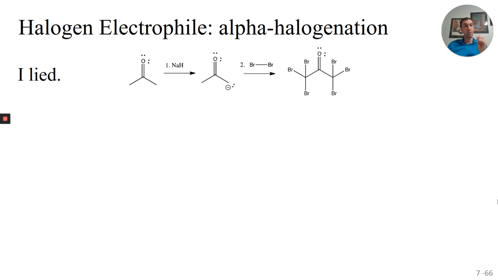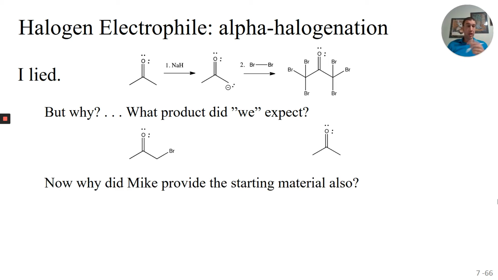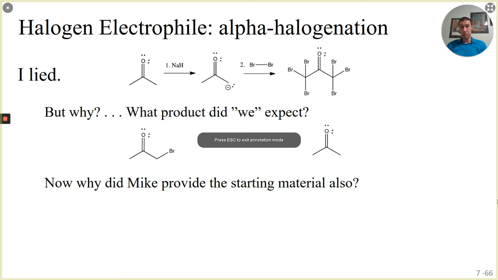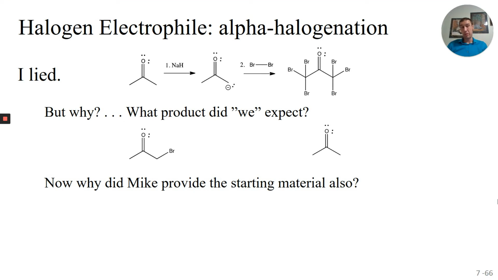What happened? Right? Why did this all of a sudden change on us? The product that we expected was that structure on the left, just a single substitution, there we go. Why did we end up with this thing where all of the hydrogens at those alpha positions are substituted for bromine? Why not just once? As an interesting note here, I've also provided in this stepwise analysis an extra structure. I provided that starting material.